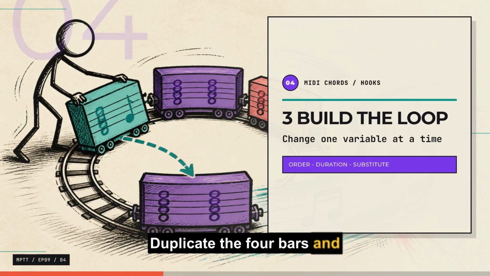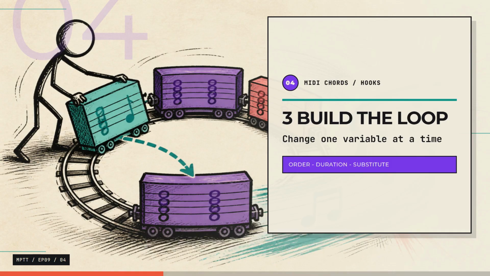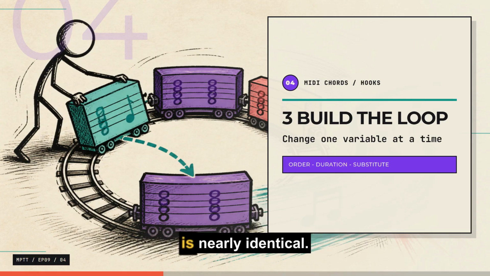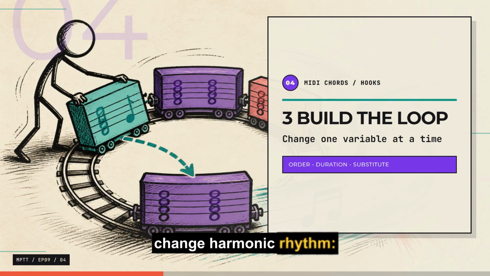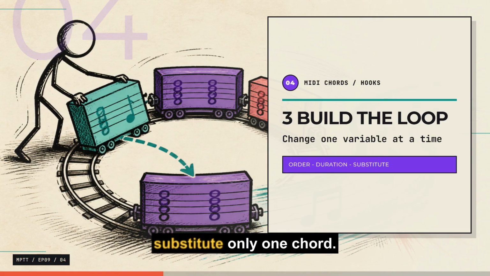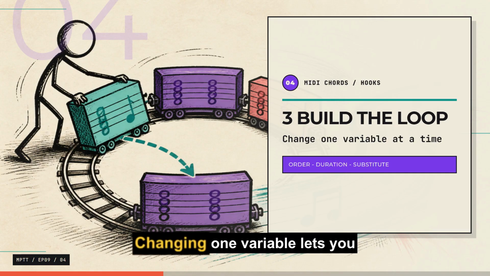Duplicate the 4 bars and change one variable at a time. First, change the order. 1-6-4-5 creates a different direction, even though the chord palette is nearly identical. Next, keep the order but change harmonic rhythm. Hold the first chord for 2 bars and let the other 3 move faster. Then restore the timing and substitute only 1 chord. Changing one variable lets you hear cause and effect.